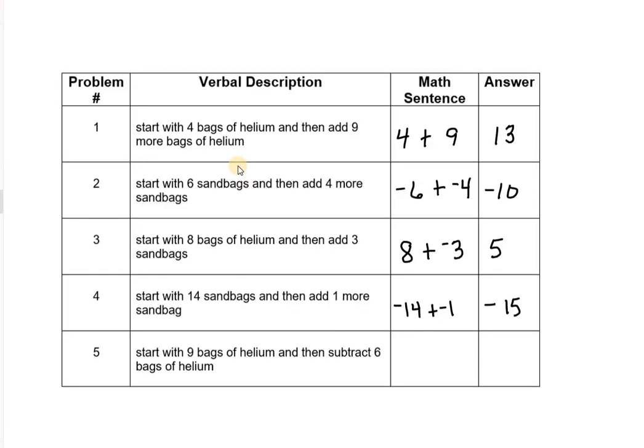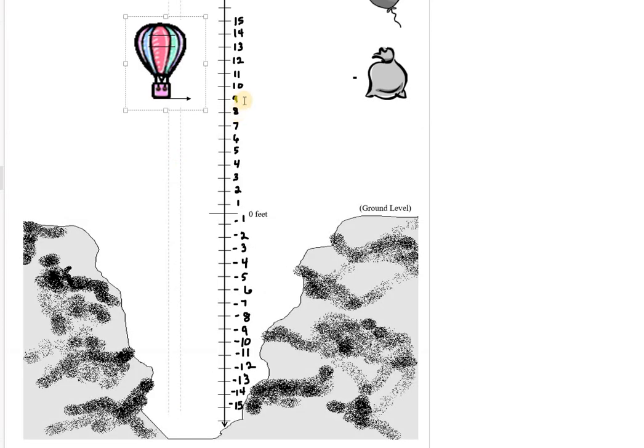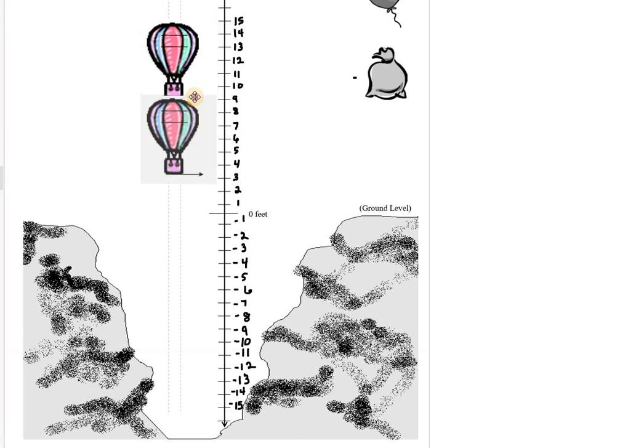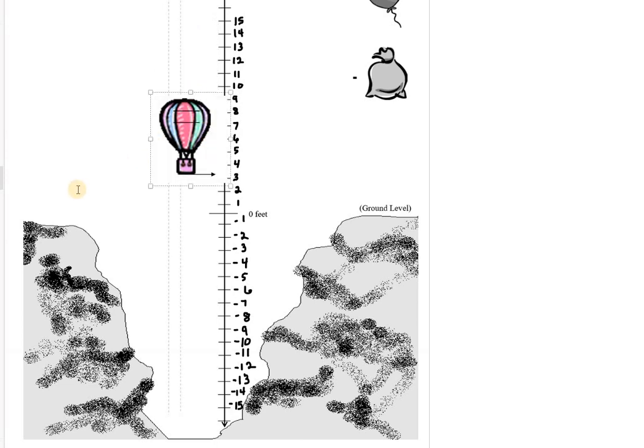Problem 5, we're going to start with 9 bags of helium and then subtract 6 bags of helium. Now this is actually a problem that you learned in 1st grade. 9 minus 6 is 3, we know that, but let's look at this on our number line. Okay, we're going to start up here at positive 9. Now, when we take away helium, our hot air balloon is going to go down. So that's going to put me down here at positive 3.